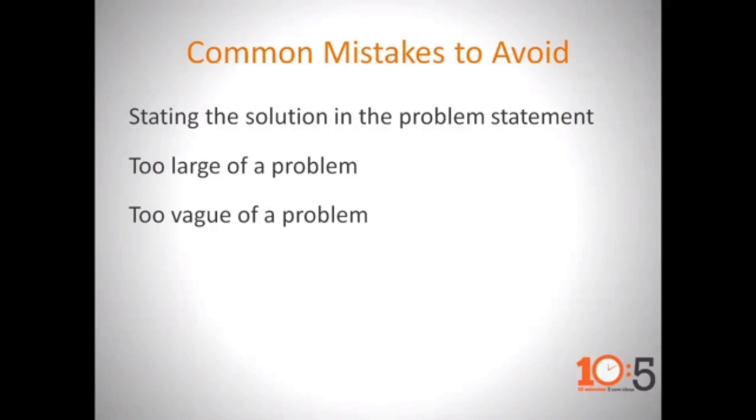Second example, too large of a problem statement. Breakfast takes too long to prepare. Not a great problem statement. A better way of saying that is, the old toaster takes over 5 minutes to warm up. Kind of narrows it down a bit. And then the third example, too vague of a problem statement. No one likes the breakfast. It's pretty vague. A better way is to say that guests don't like to get burnt toast.